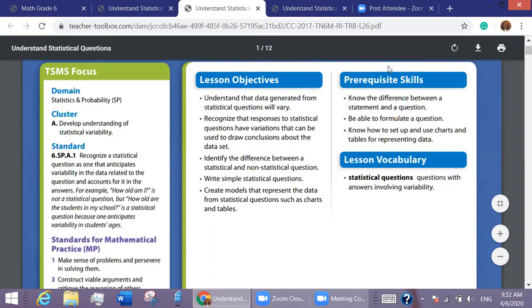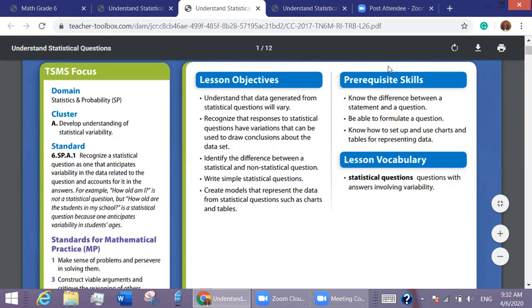Today we're going to go over a statistical question. We are still in 6.SP.A.1: Recognize a statistical question as one that anticipates variability in the data related to the question and accounts for it in the answer.